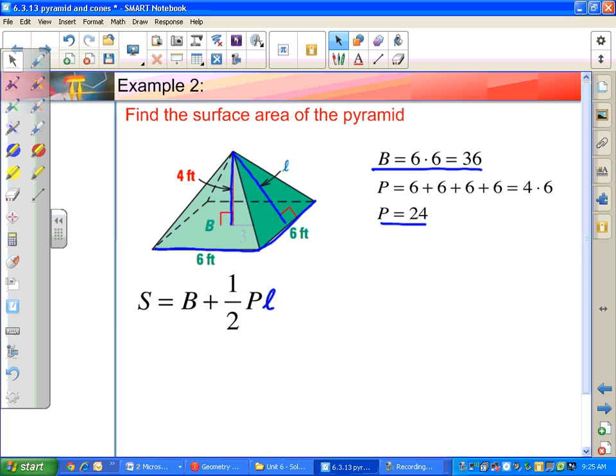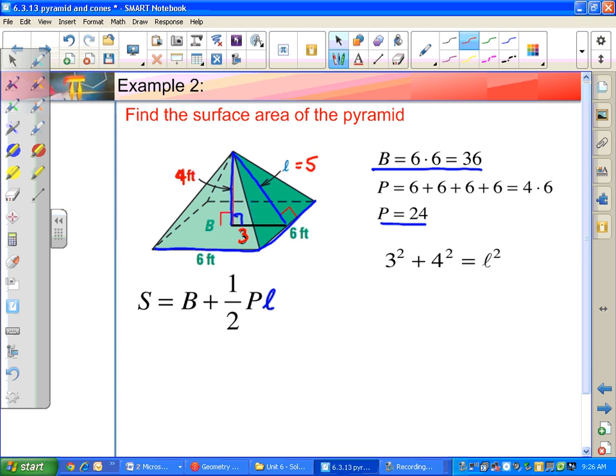So again, we're going to create that little right triangle so we can find the slant height. Now notice, in that right triangle, we have a 3 and we have a 4. And hopefully you remember that if you have two legs that are 3 and 4, the hypotenuse has to be 5. But if you don't remember, we could work it out. 3 squared plus 4 squared would equal the slant height squared. So that's 9 plus 16, but 9 plus 16 is 25. Take the square root of both sides, and my slant height must be 5.